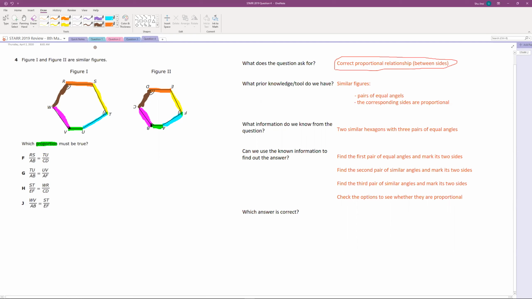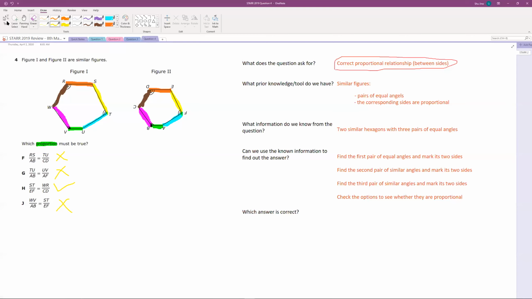Now we can check the options that we have. So if we compare, we can see H will be the correct answer. H will be the correct answer because ST is yellow and EF is yellow. WR is brown and CD is brown. So yellow to yellow and brown to brown, they are proportional. And all the other answers are not corresponding to the correct relationship. They are not in proportion.